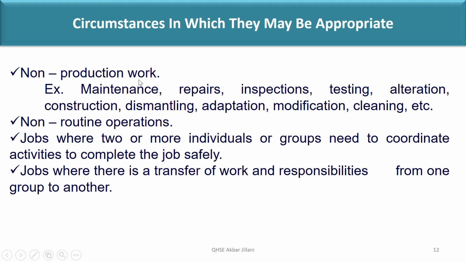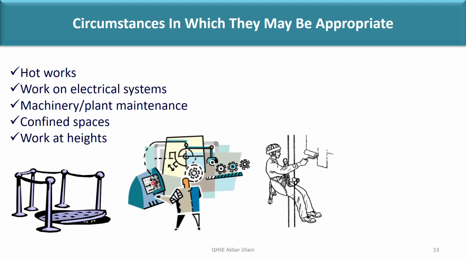Non-production work, where we can use maintenance, repair, inspection, testing, alteration, construction, dismantling, adaptation, modification, cleaning, etc. Non-routine operations: jobs where two or more individuals or groups need to coordinate activities to complete the job safely. Jobs where there is a transfer of work and responsibilities from one group to another.